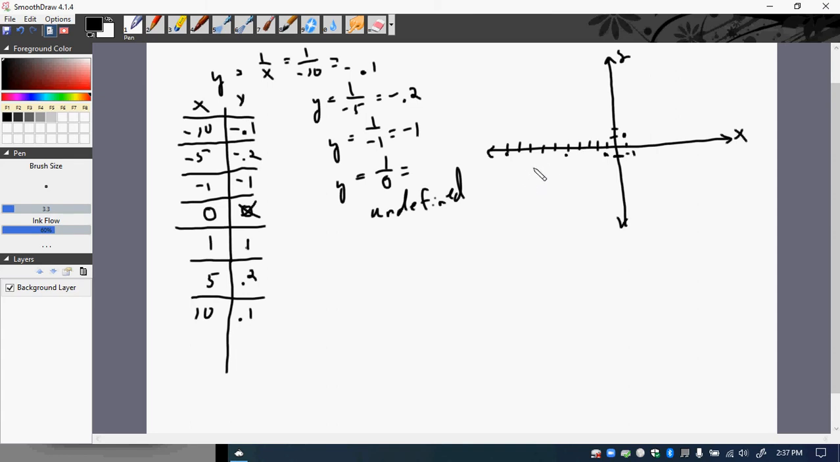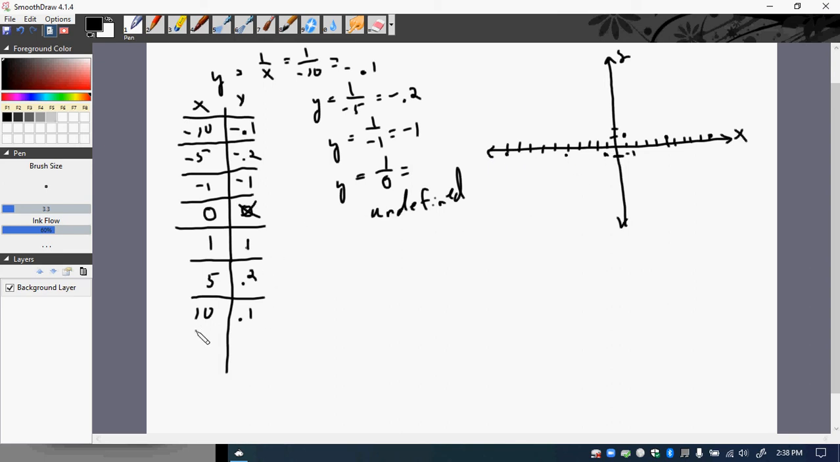Okay, and then let's say we go to 5. So it's 1, 2, 3, 4, 5. It's at 0.2, so it's coming down. And then at 10, so 6, 7, 8, 9, 10. It's really close. I still can't see this picture. It kind of looks weird. It looks like it goes to here and it stops.